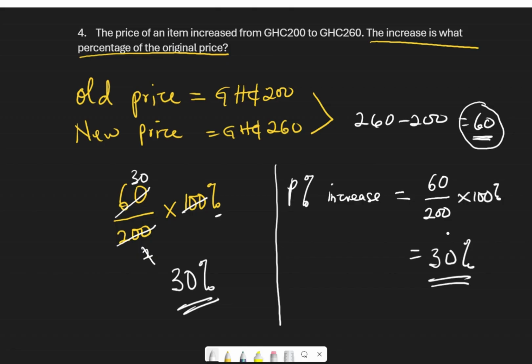Remember, the main concept is how to get the information from the word problem, model it mathematically, and solve.